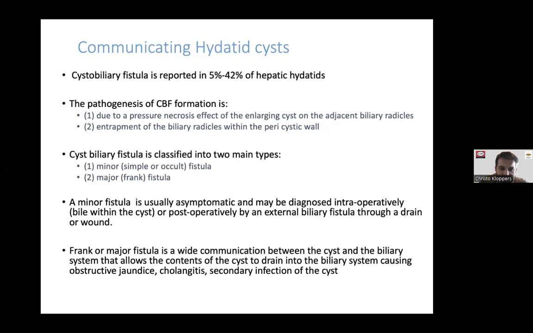which is major. A minor fistula is usually asymptomatic and may be diagnosed intraoperatively if you see bile within the cyst, or post-operatively by an external biliary fistula through a drain or wound. A major or frank fistula is a wide communication between the cyst and the biliary system that allows the contents of the cyst to drain into the biliary tree, causing obstructive jaundice, cholangitis, or even secondary infection.